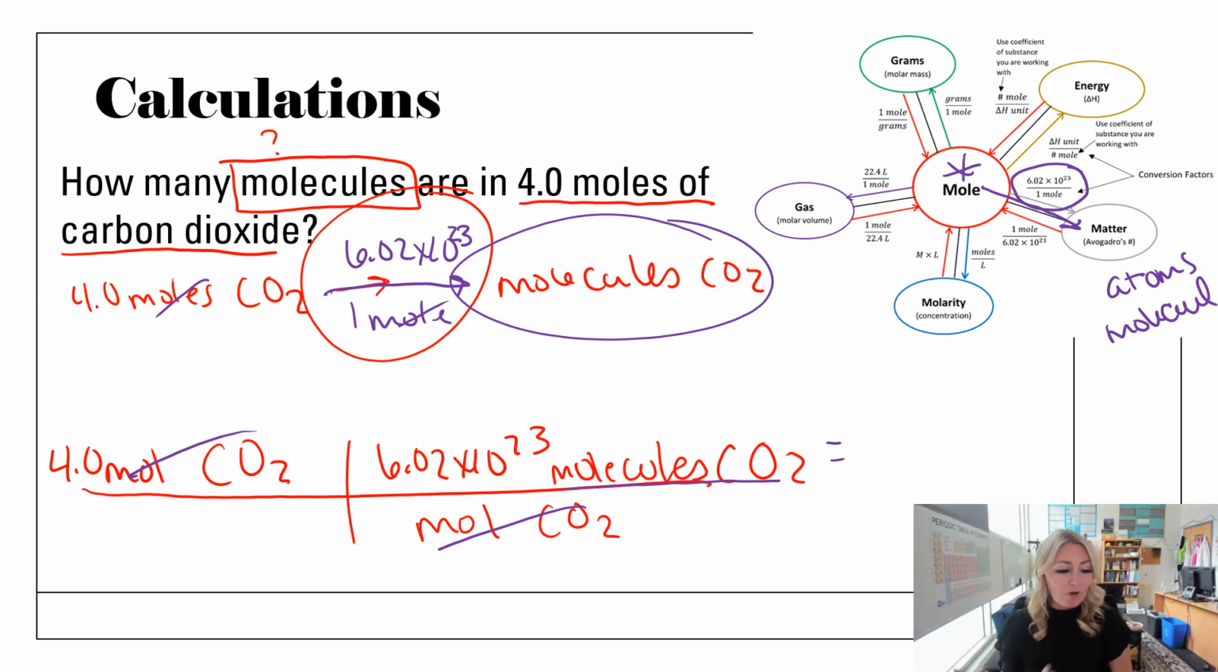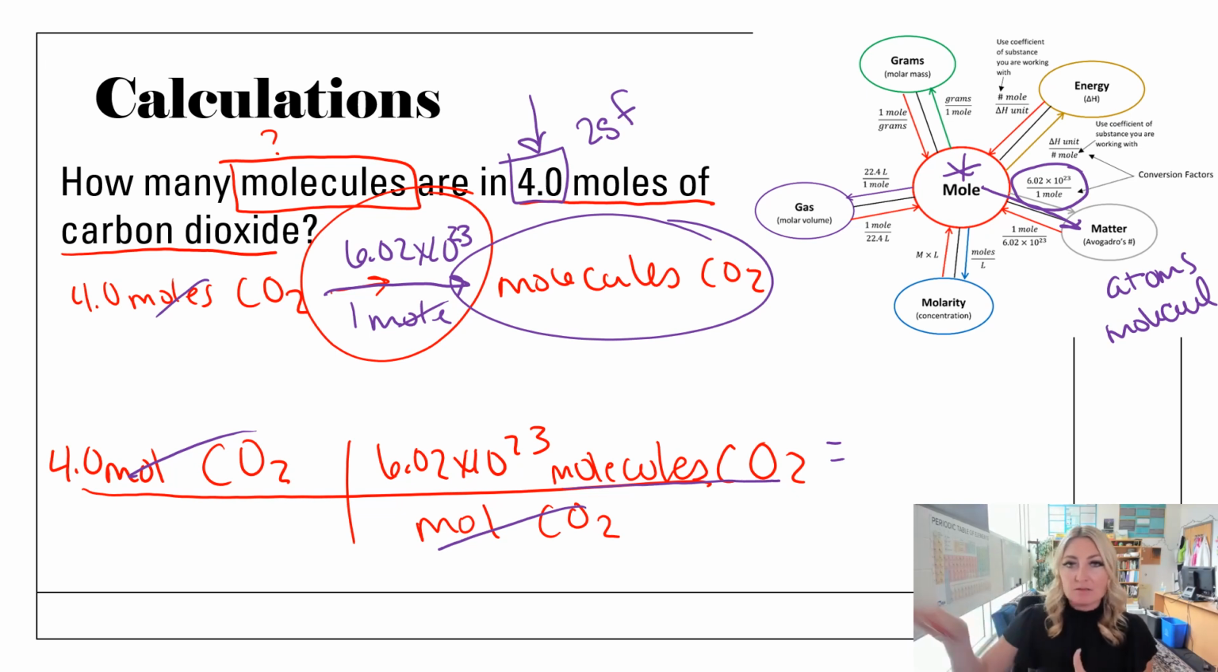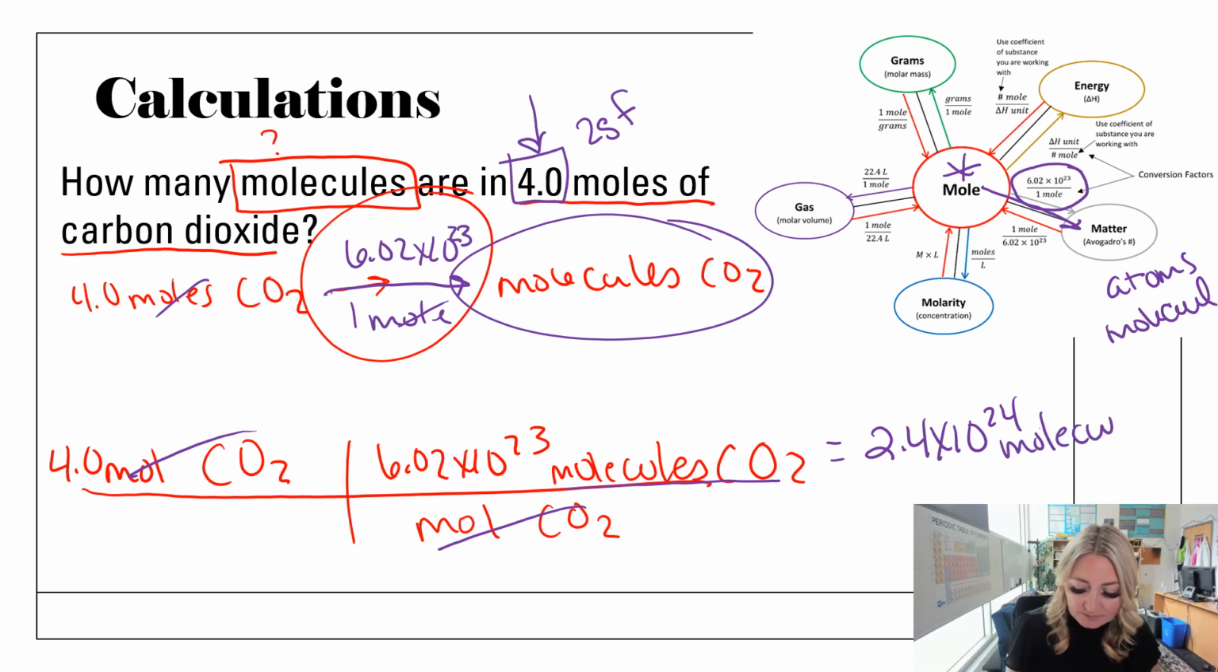We multiply across the top, then we divide by the bottom. And since this is the only value given in the problem and it has 2 sig figs, I'm going to report my answer to 2 sig figs as well. So we're treating all of the conversion factors in the mole map as exact numbers and the values given in the problem as inexact numbers. So multiplying across the top, dividing by the bottom, you should get 2.4 times 10 to the 24th molecules. I can't even write molecules.